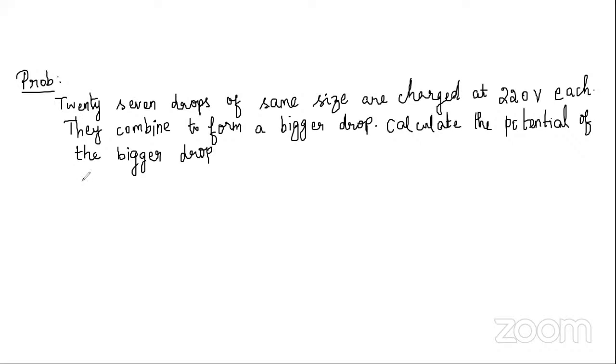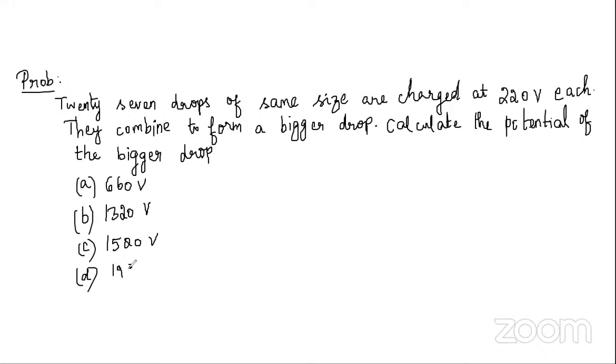So this is the problem. You are having options: 660 volt, 1320 volt, 1520 volt, and 1980 volt. Okay, this is the question. 27 drops of same size are charged at 220 volt each. They combine to form a bigger drop. Calculate the potential of the bigger drop.